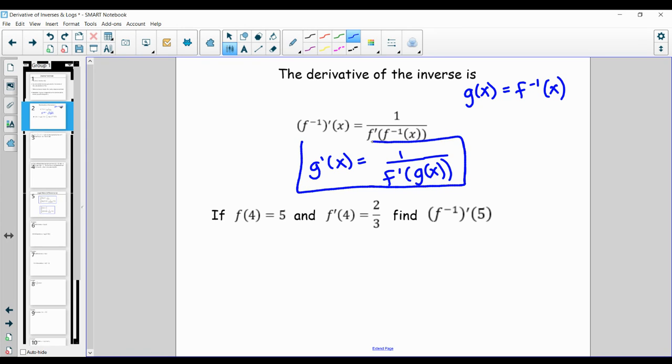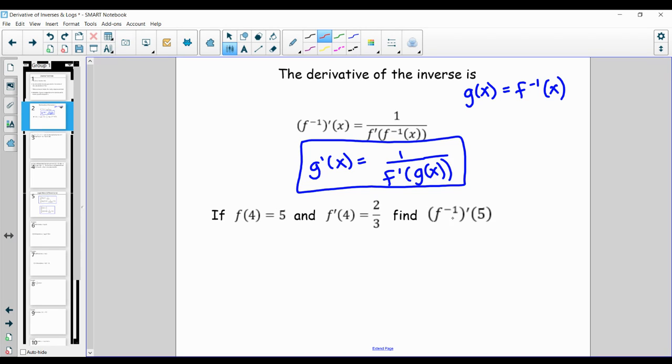Again, I just think creating a separate function for the inverse makes it look a little bit easier. So the derivative of an inverse function is going to be 1 over the derivative of the function evaluated at the inverse. Let's look at this example. If f of 4 is equal to 5 and f prime of 4 is equal to 2/3, find the derivative of the inverse of f at 5.